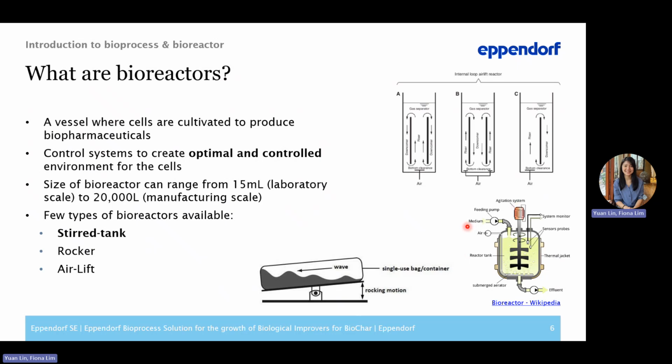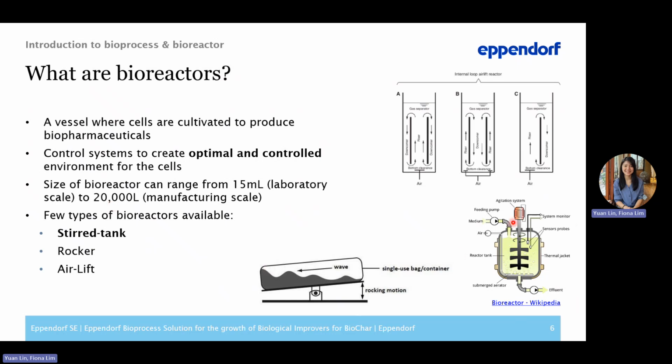And in today's market, the size of bioreactor can range from 15 mL, which is in the laboratory scale, all the way up to manufacturing scale, which is 20,000 liters. That is a very, very high volume. And in that volume, it would be in the stainless steel configuration. Yeah. And in the market, there are actually a few types of bioreactors available.